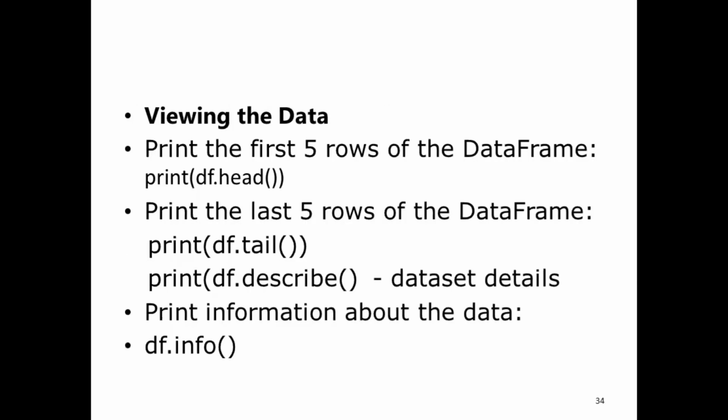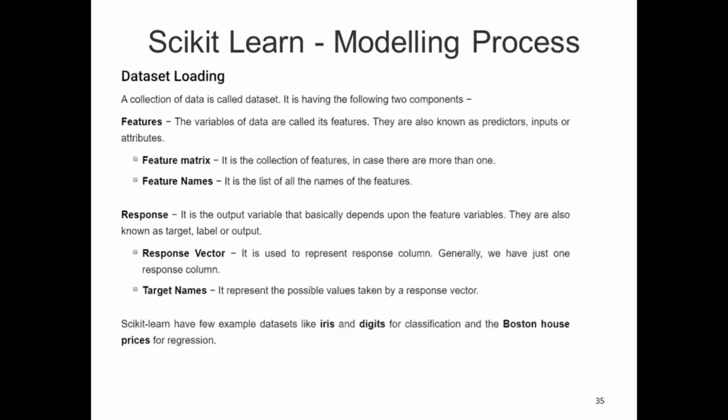How to view the data? You can create 100 data, 1000 data, or 1 million data. If you want to see the first 5 rows, then you can use the head function. The data frame supports many functions. Head is one of the functions to show a number of rows. If you do not specify anything, then by default it will display 5 rows. And for the last 5 rows, you can use the tail function. Then you can use the describe method to display the data set details. And if you want to see the information about the data, then you can use info.